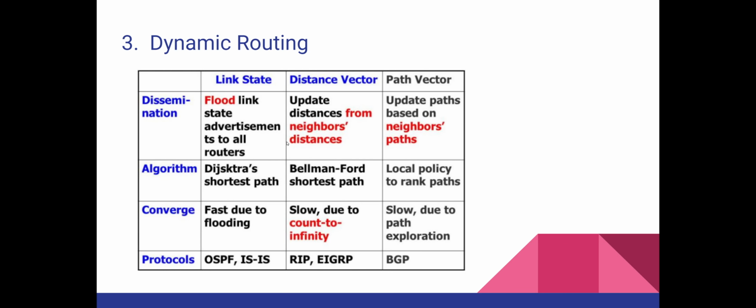Okay. Yeah, this is another important picture, the difference between each. So down below you see OSPF, IS-IS, RIP, IGRP, and BGP. And it also shows which algorithms they use, like the Dijkstra shortest path, Bellman-Ford shortest path, or local policy to rank paths. And you can also see how they do the dissemination. For example, OSPF floods link state advertisements to all its routers. RIP and IGRP update distances from neighbor distances. And for BGP, it updates paths based on neighbor paths.